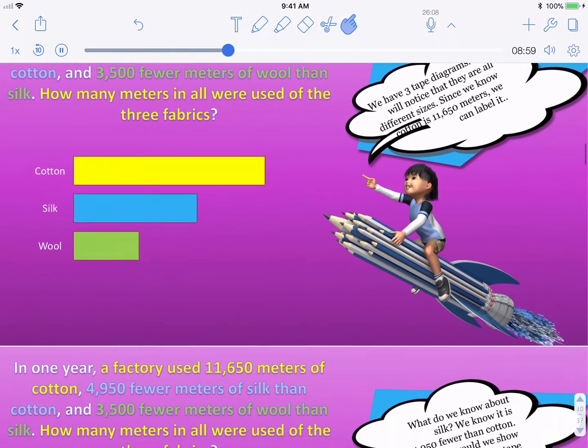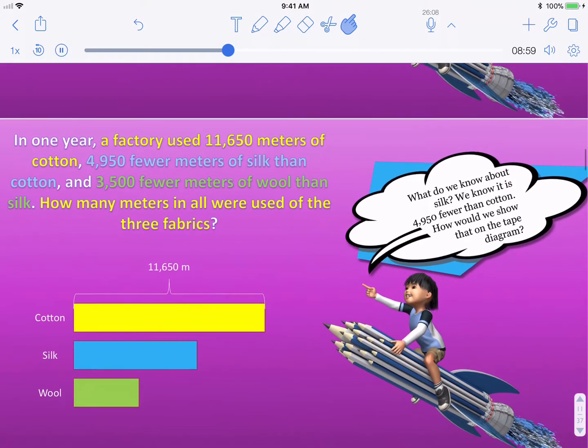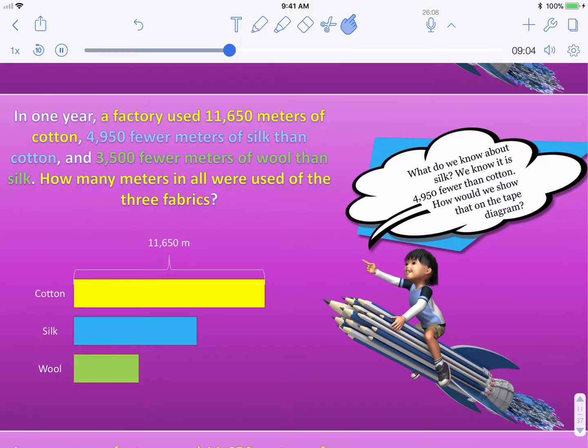Okay, so when I labeled my cotton bar, I knew exactly how much cotton was used. So I don't have to have a variable because I know exactly. 11,650 meters were used. Okay, but what do we know about silk? We know it is 4,950 fewer than cotton. How would we show that on the tape diagram? How would you show that?